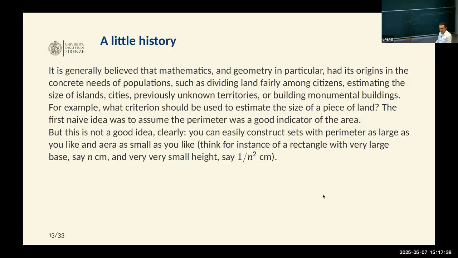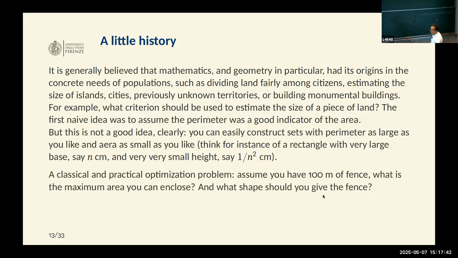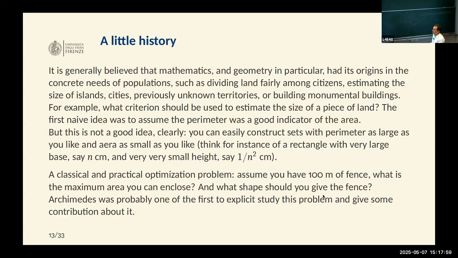So it depends on the shape that you are giving to your land. The shape is very important. So a classical, practical optimization problem is this one. Assume you have 100 meters of fence or a rope, or whatever you like. What is the maximum area you can enclose, and what shape should you give to the fence? Then this is precisely the isoperimetric problem.